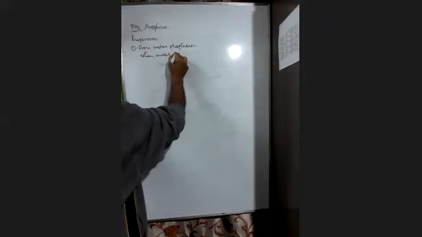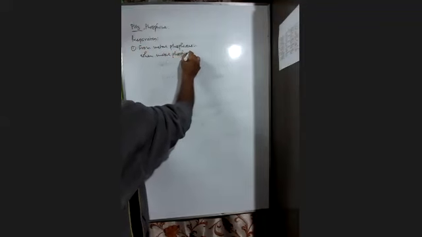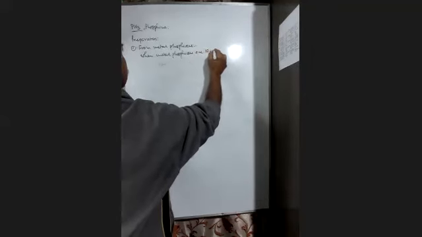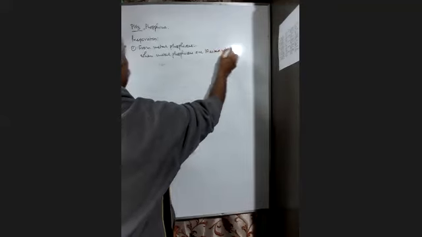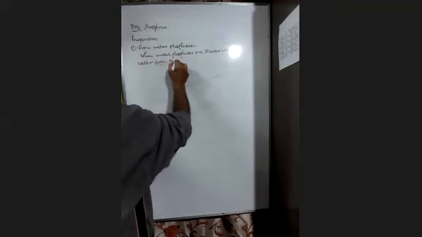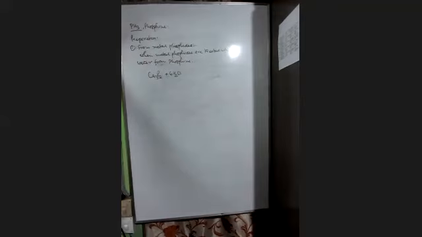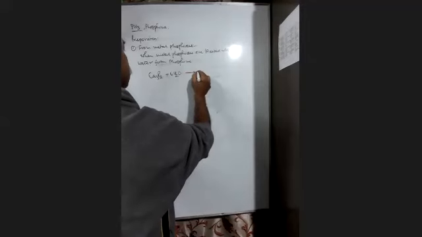When metal phosphides are treated with water, they form phosphine. So say you have taken calcium phosphide, to that if we add water. You have seen from calcium nitride we can prepare ammonia, and from calcium phosphide it gives you phosphine.